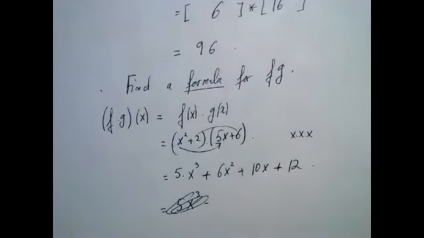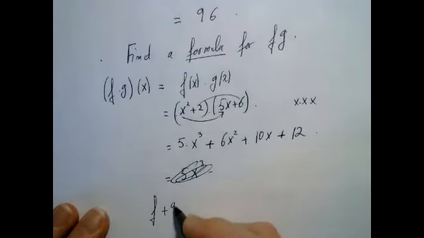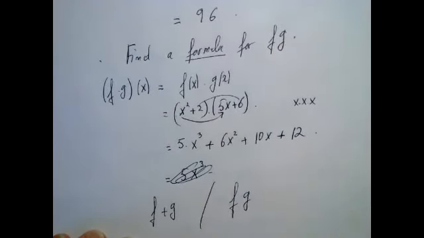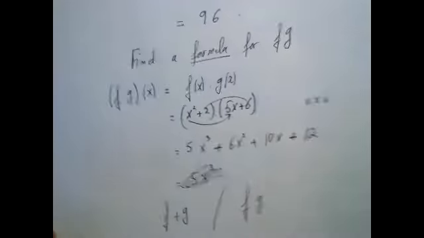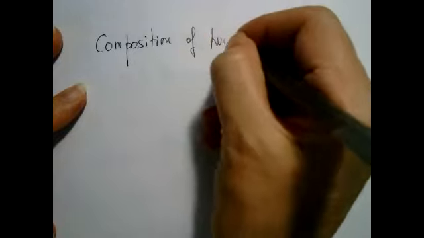Okay, so those are the two definitions of sum and product of two functions. So we introduced now two notations: f plus g, which means f of x plus g of x, and fg, which means f of x times g of x. Now the third idea we're going to introduce, and then we start practicing all those, is the notion of composition of two functions.